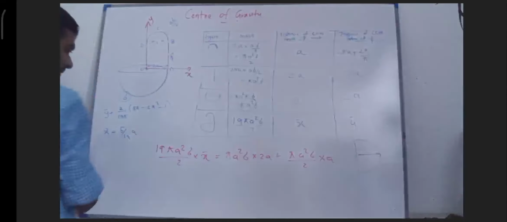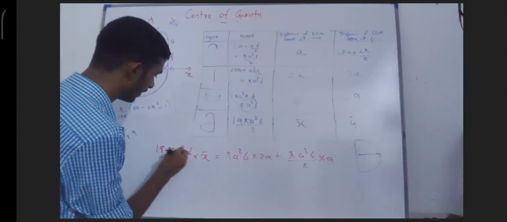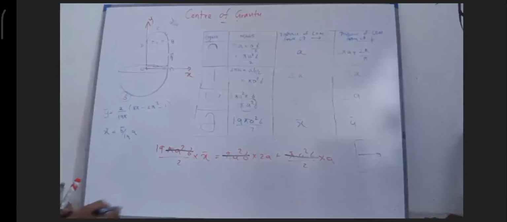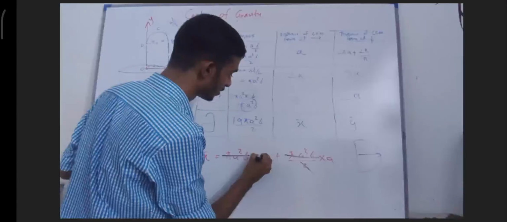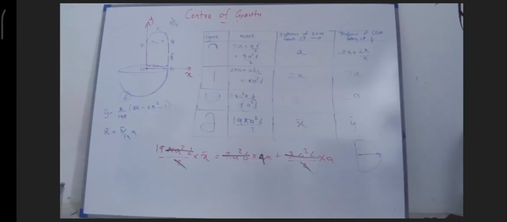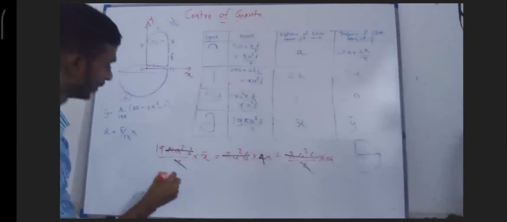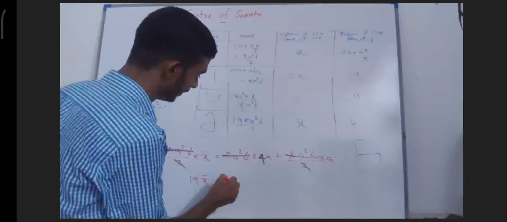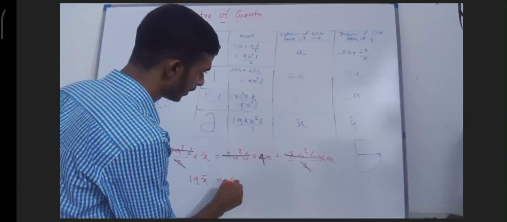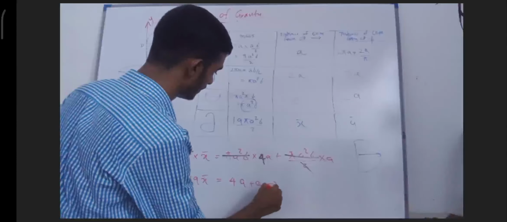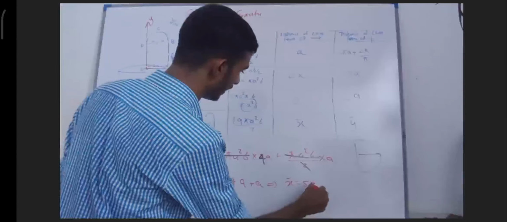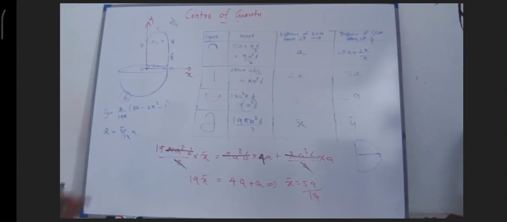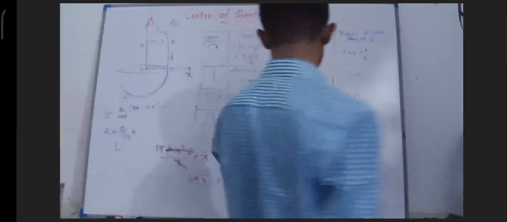Okay, what are the commons in all the terms? So pi a square sigma is common, and this 2 is common, so this 2 will become 4. Okay, right. Now 19 x bar is equal to 4a plus a. Now from this I can tell x bar is equal to 5a divided by 19. Yes, I have obtained the first component.